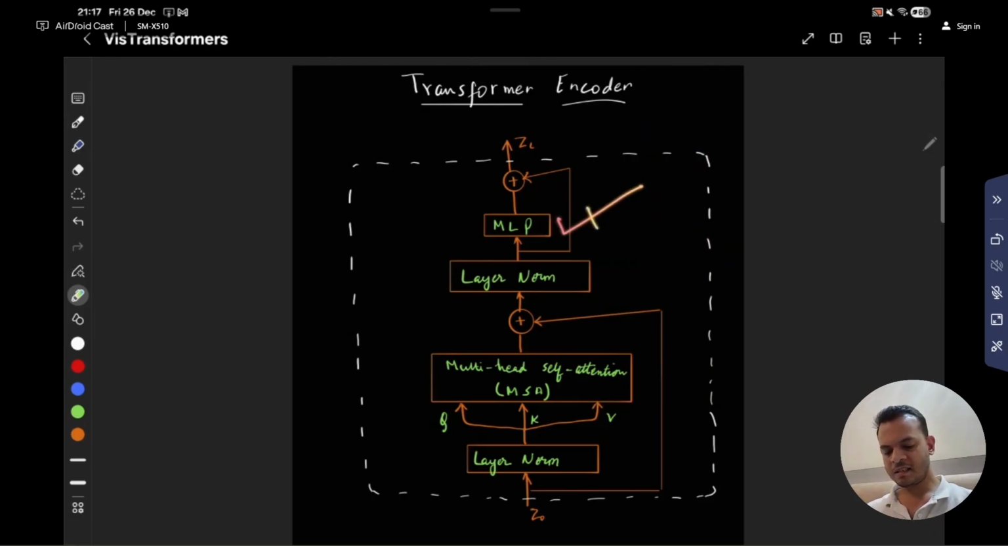This acts as a final learning block for the whole learning that has happened in the attention block, right? So the attention block, basically what it does is that it tries to learn the relationship between one part of the data to the other.